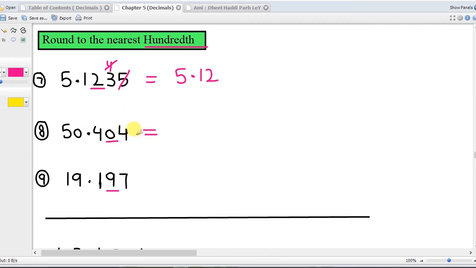Next number is 50.404. So cancel this 4 and the previous number will remain as it is. There is no need to add 1 because 4 is less than 5. We can only add 1 if the number is 5 or greater than 5. Keep this in your mind. So answer is 50.40.